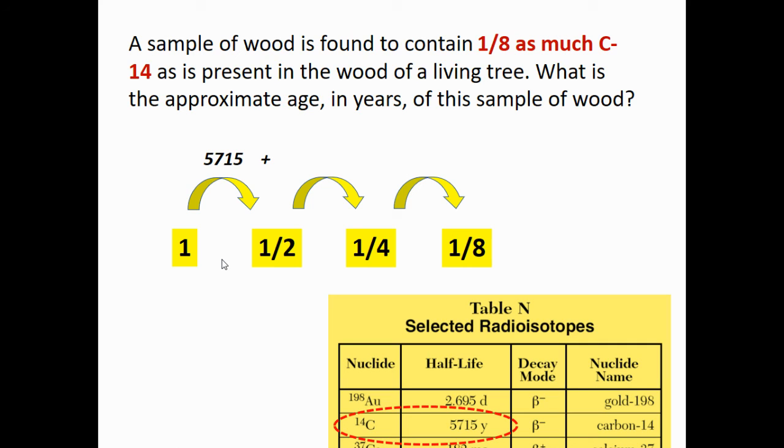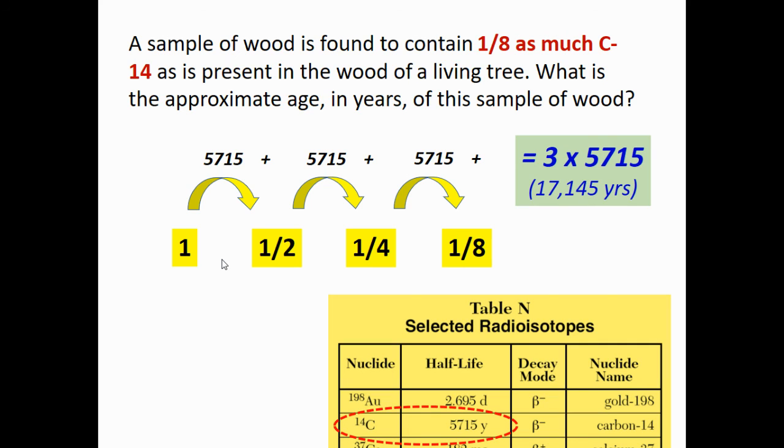So 5,715 for the first half-life, 5,715 for the second half-life, 5,715 for the third half-life will equal 3 times 5,715, or 17,145 years. So to go from 1 to 1/2 to 1/4 to 1/8, that was 3 hops, 3 times the half-life time for carbon-14.